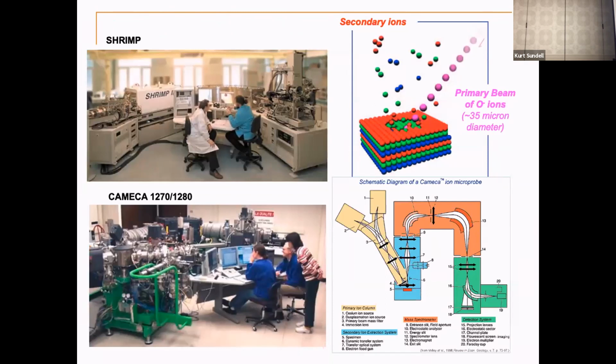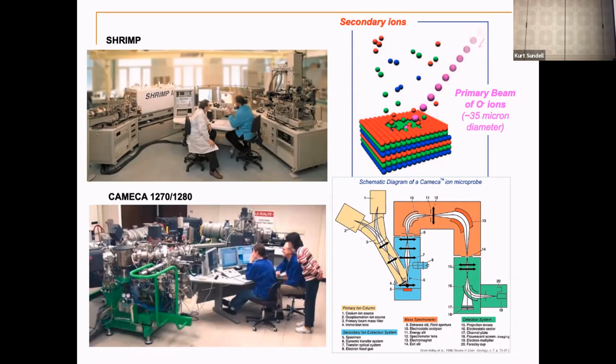So these mass specs are massive. They take up full rooms. I think this one's Stanford and this one's Wisconsin, maybe. So this is a Cameca version. This is the SHRIMP version. I've never seen one of these in person. They're supposed to be just awesome.